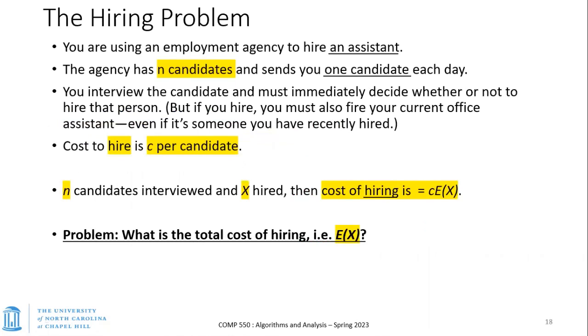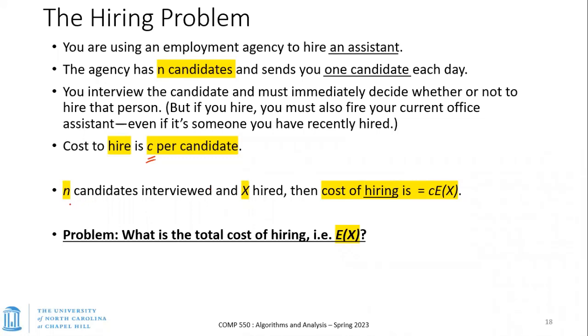So let's get back to where we stopped in the last lecture, which was the hiring problem. I'm just going to restate it. We had a fair amount of discussion on that. So you are using an employment agency to hire an assistant. The agency has N candidates and sends you one candidate each day. You interview the candidate and must immediately decide whether or not to hire that person. But if you hire, you must also fire the current person that you recently hired. The cost to hire is simply given by C per candidate. There's also a cost of interviewing, but I'm going to neglect that.